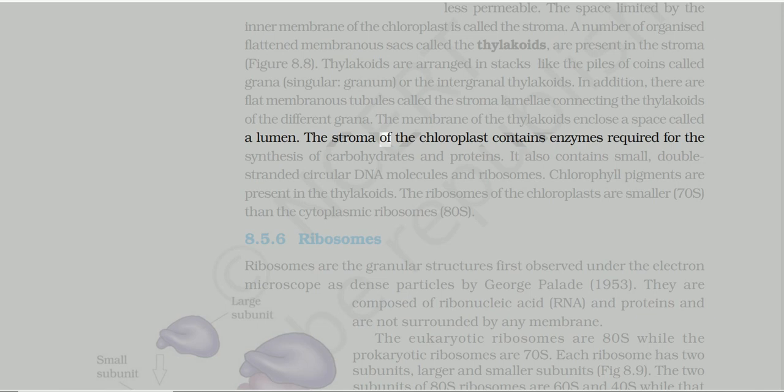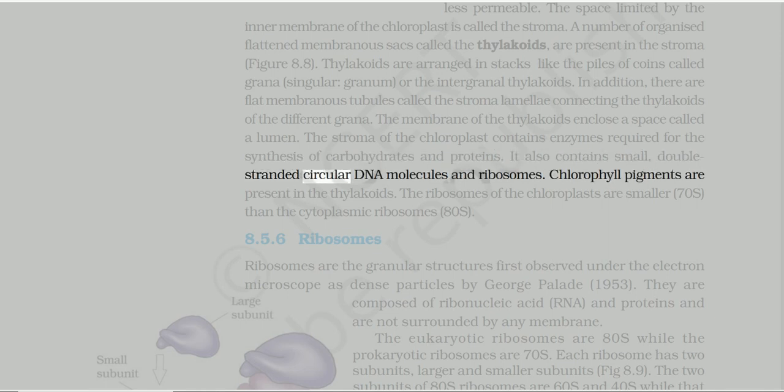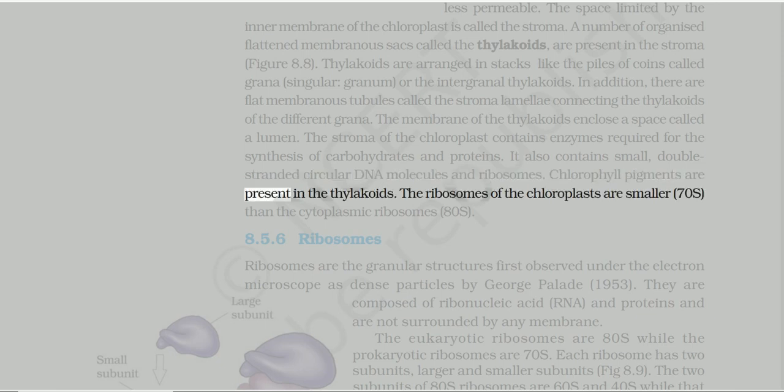The stroma of the chloroplast contains enzymes required for the synthesis of carbohydrates and proteins. It also contains small, double-stranded circular DNA molecules and ribosomes. Chlorophyll pigments are present in the thylakoids. The ribosomes of the chloroplasts are smaller (70S) than the cytoplasmic ribosomes (80S).